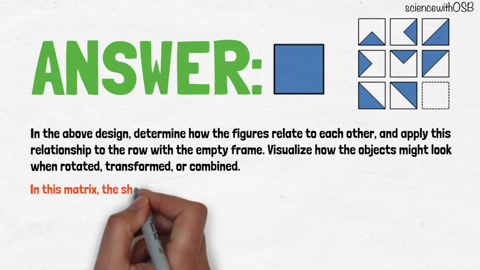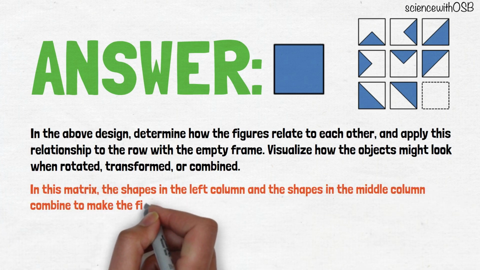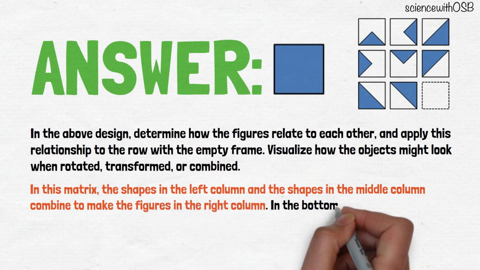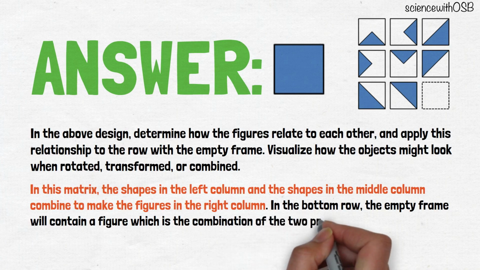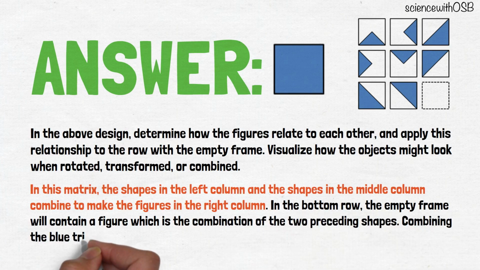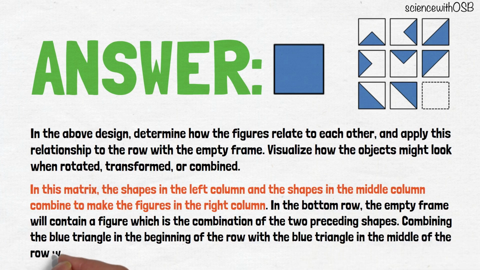In this matrix, the shapes in the left column and the shapes in the middle column combine to make the figures in the right column. In the bottom row, the empty frame will contain a figure which is the combination of the two preceding shapes. Combining the blue triangle in the beginning of the row with the blue triangle in the middle of the row will result in a blue square. Hence, the correct answer is option 5.